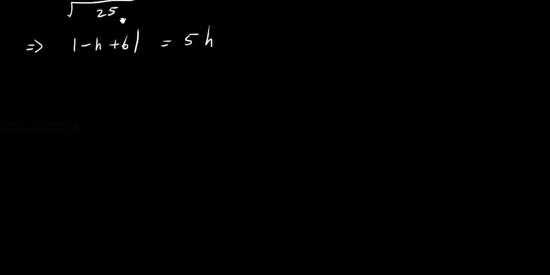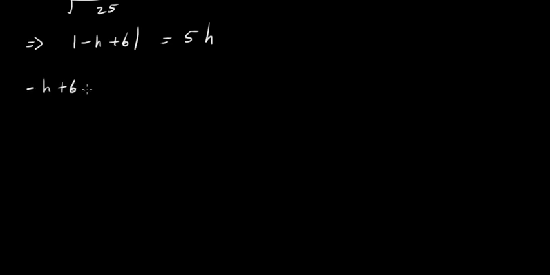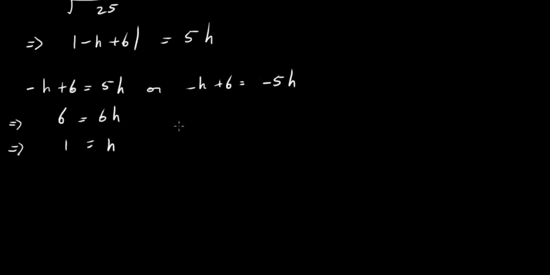Okay, so a couple of ways of proceeding from here. You can square both sides, or I'm just going to do it this way. Minus h plus 6 is equal to 5h, or minus h plus 6 is equal to minus 5h. This will give us 6 on the left hand side and 6h here, so h is equal to 1. Or on this side we've got 6 is equal to, add h to both sides, minus 4h, so h is equal to minus 6 over 4, or h is equal to minus 3 over 2.